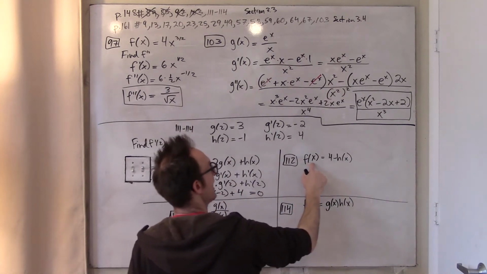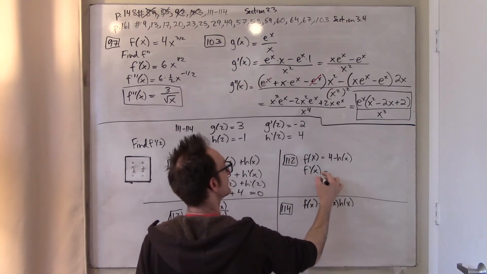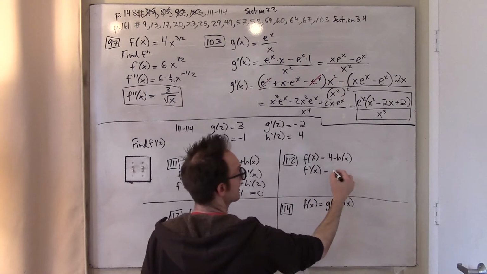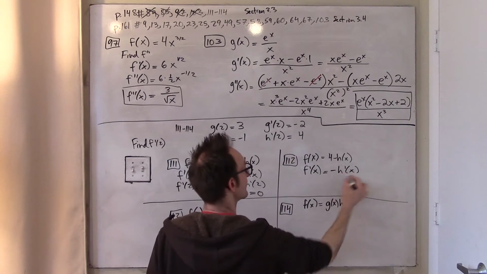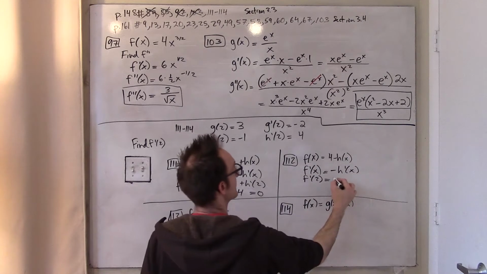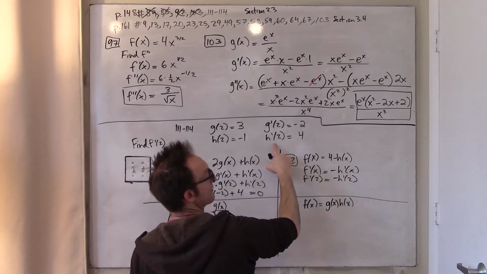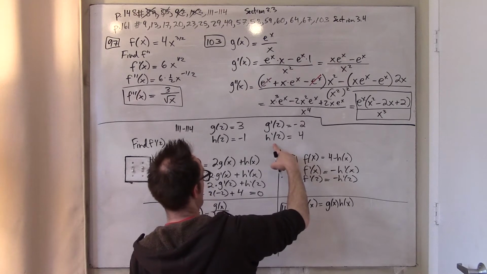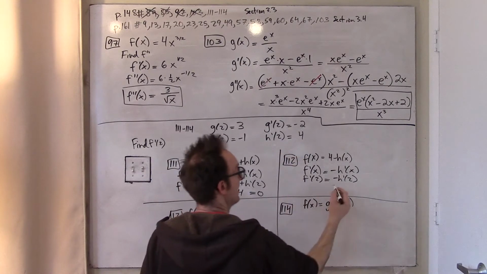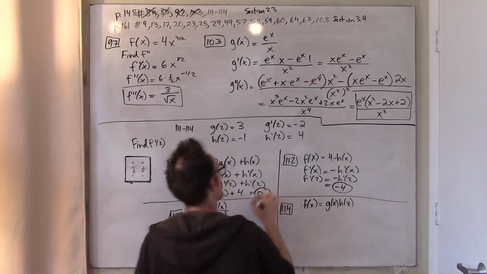This is, f is just 4 minus h of x. So what's the derivative of f? Derivative of 4 is 0, so this is going to be negative the derivative of h. And therefore, what's the derivative of f at 2? It's going to be negative h prime of 2. And h prime of 2 is 4. So this is going to be just negative 4 is my answer here.